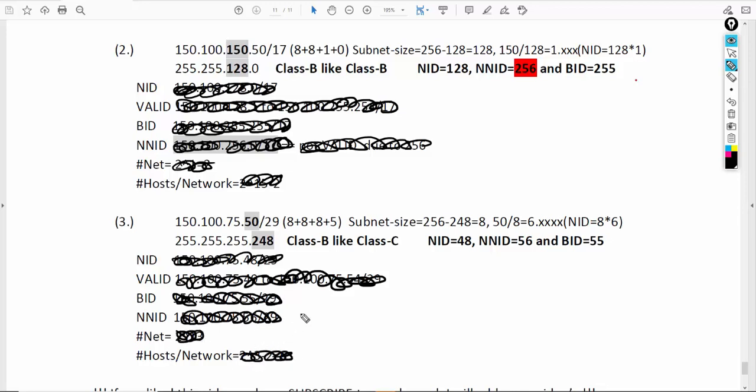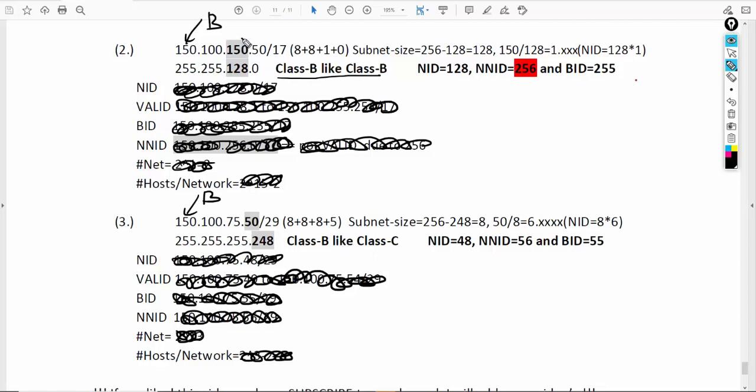Okay, so let's do this one. Remember, both are class B. Why am I saying class B? Because 150 is class B, and this also 150 is class B. In this example, the subnet mask is more than 16 and less than 24, so I'm subnetting class B like class B. Here, look at the subnet mask /29. That means I'm subnetting class B like class C. Just understand the difference.